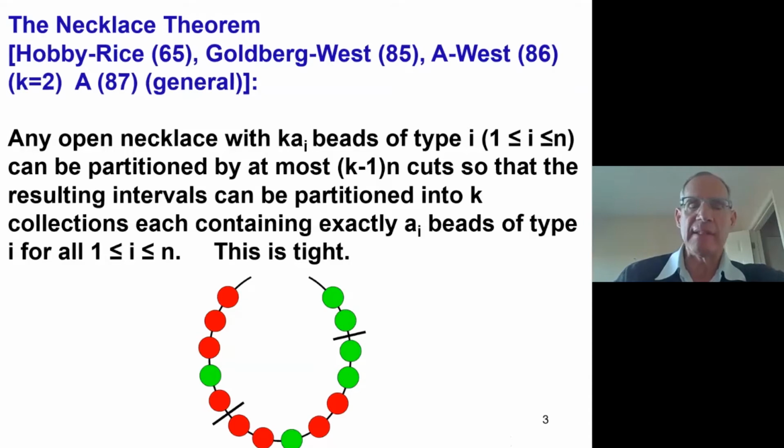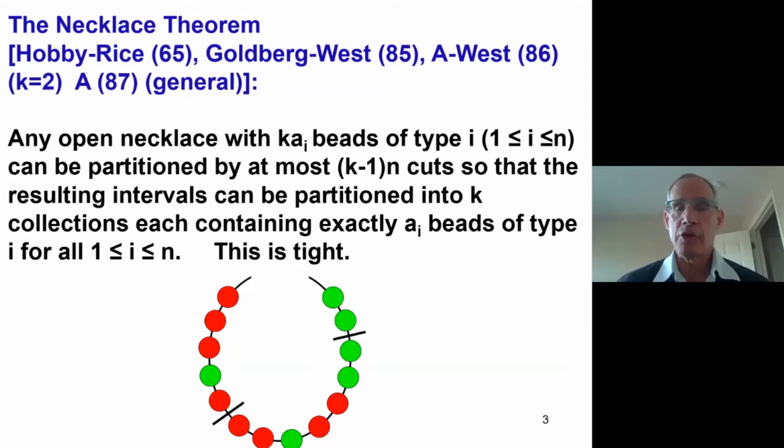Now it's easy to see that this is tight for some simple looking necklaces, namely if your necklace is such that the beads of each type are contiguous on the necklace, then just to cut the collection of each type into k non-empty pieces, even if they are not equal, we have to have at least k minus 1 cuts inside this contiguous part corresponding to each of the types of the beads. And since we have n types, then we need (k minus 1) times n cuts, at least sometimes.